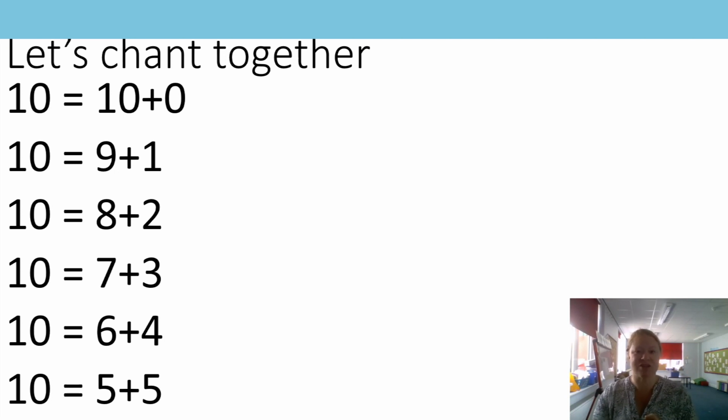10 is made of 10 and 0, 0 and 10. 10 is made of 9 and 1, 1 and 9. 10 is made of 8 and 2, 2 and 8. 10 is made of 7 and 3, 3 and 7. 10 is made of 6 and 4, 4 and 6. 10 is made of 5 and 5.